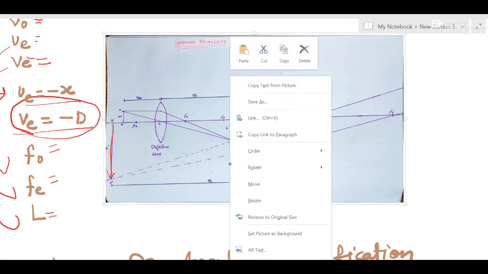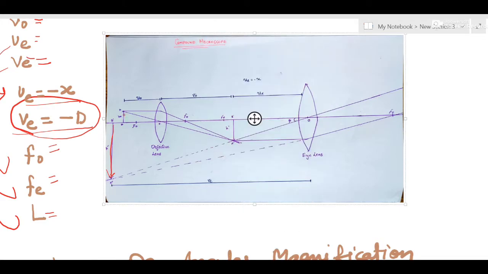For example, this is u naught. First of all, see, this is the object. The first ray is going parallel, it is going through focus, so this is f naught, focus of objective. The second ray is going through optical center, it is going straight, and they are meeting here. So this is the image formed by objective lens. This distance is u naught and this distance is v naught. u means object's distance from objective and v means image distance, and naught means from objective lens.